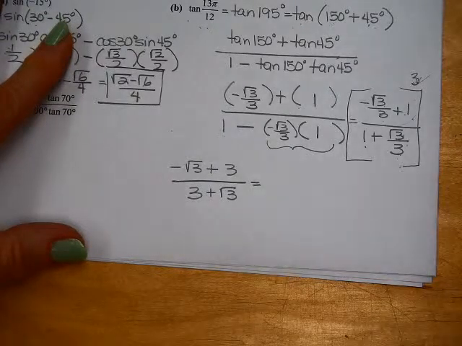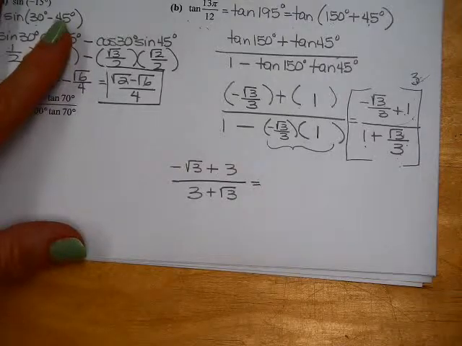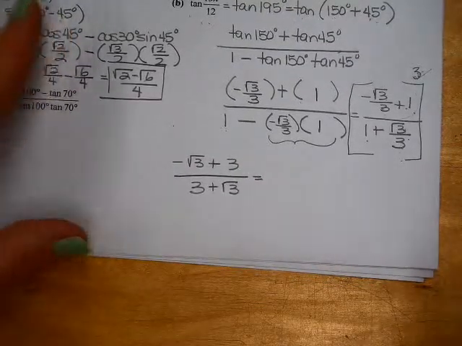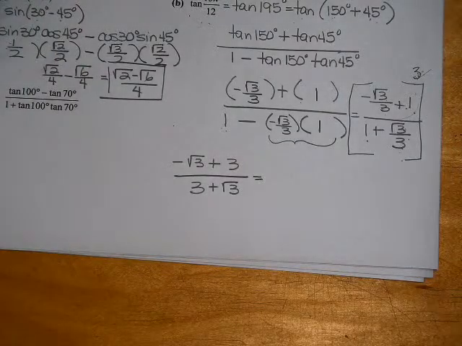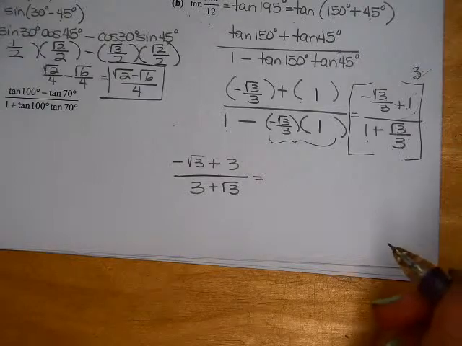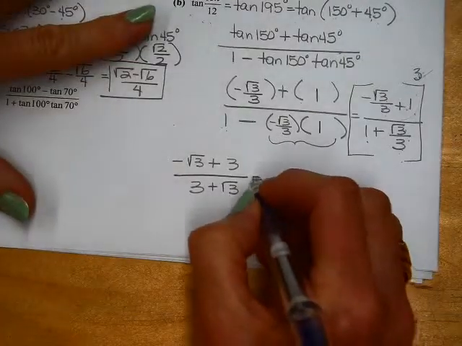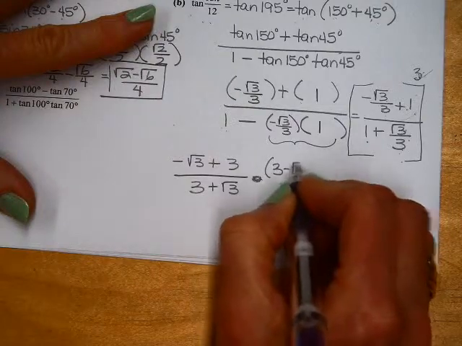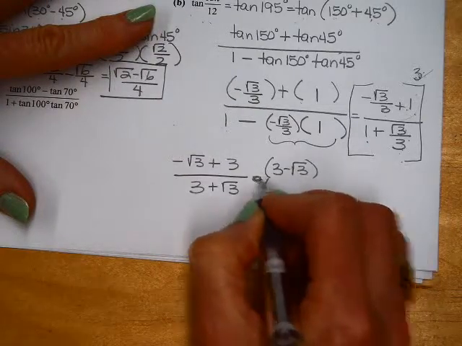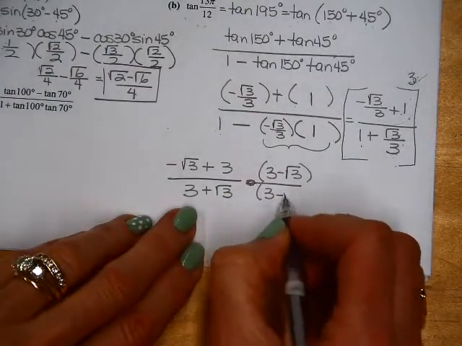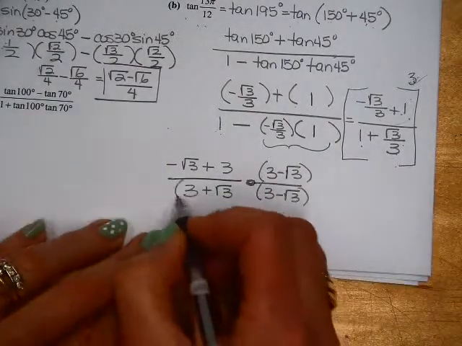I'm sorry? No, I cannot make that negative 1. That's canceling terms, and that's illegal algebra. It'd be easy if we could, couldn't it? What we have to do is multiply by the conjugate, which is 3 minus the square root of 3.